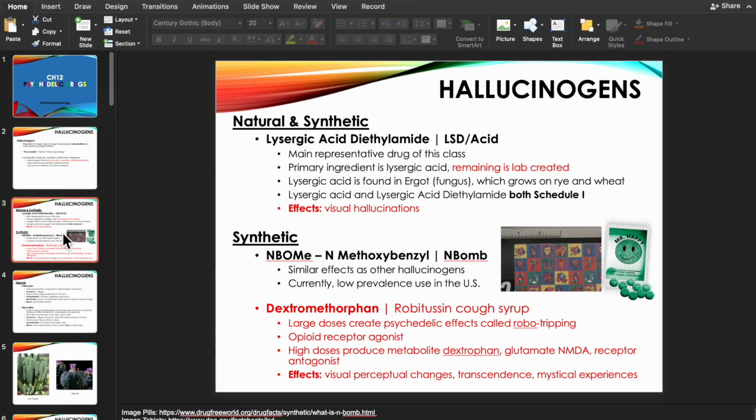So another synthetic hallucinogen is dextromethorphan, which is actually found in Robitussin, the cough syrup. So large doses can actually create psychedelic effects. So someone who is drinking excessive amounts to get high is called robo-tripping.